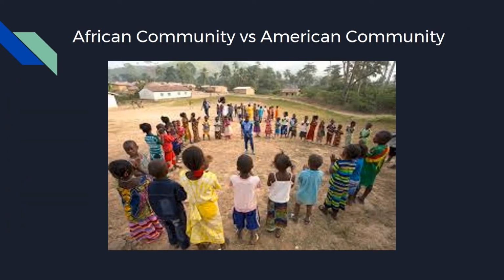African community versus American community. In the Roots series, the African communities and lands were very different. In the African community, it seemed everyone was family. One example that would show this is when every boy in Kunta Kinte's tribe was sent to become men together as if they were brothers.